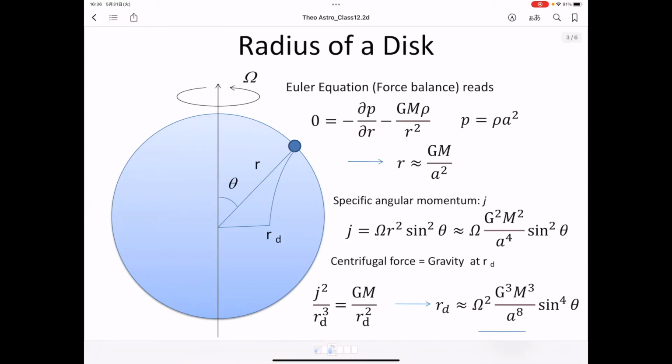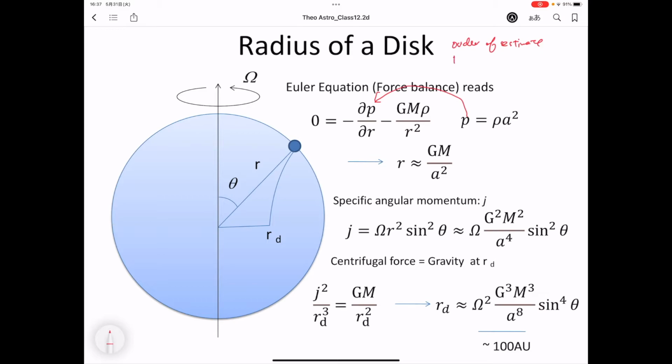Then we'd like to estimate the radius of a formed disk. So we start by considering the size of a molecular cloud core. Using the Euler equations, this is the equation for the force balance. So 0 equals the pressure gradient minus GM rho over R squared. Pressure is given by rho A squared, where A is the sound velocity. So you can substitute the pressure here. Then make an order of magnitude estimate.